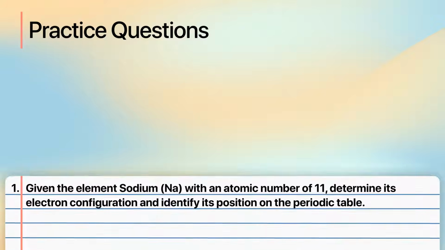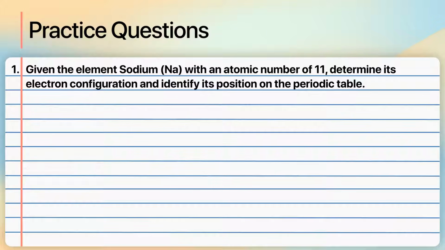Let's dive into some GCSE level questions to apply our understanding of the relationship between the position of an element in the periodic table, the arrangement of electrons in its atoms, and its atomic number. Question 1. Given the element sodium with an atomic number of 11, determine its electron configuration and identify its position in the periodic table.